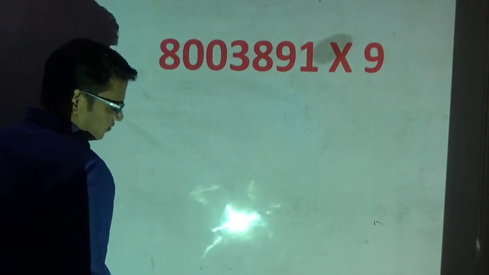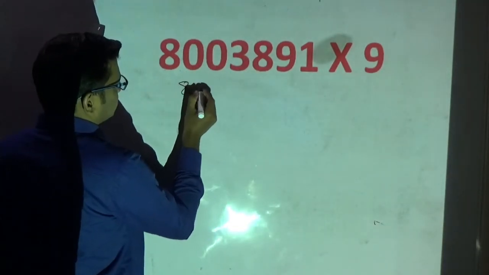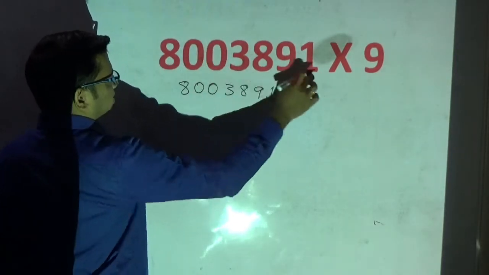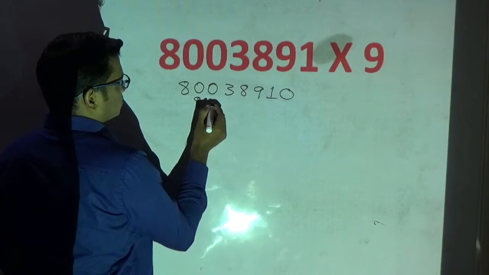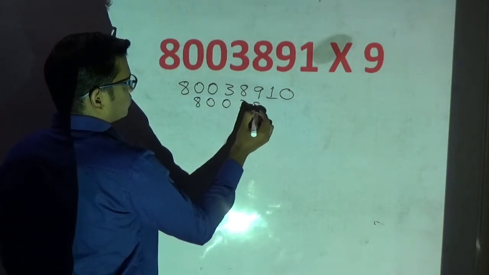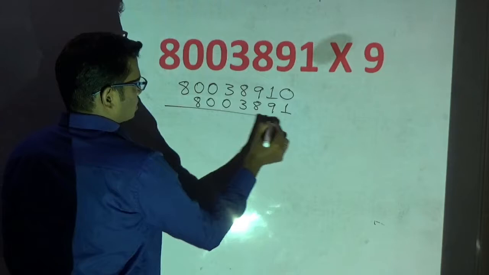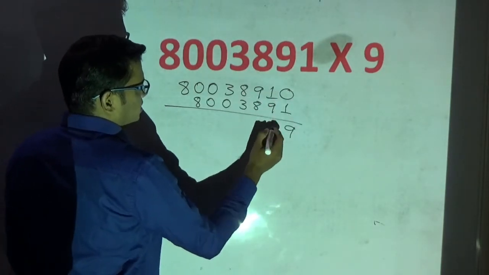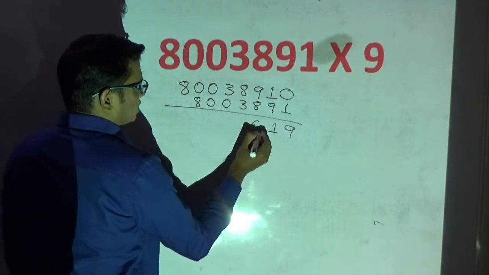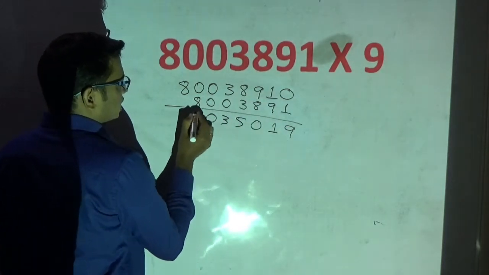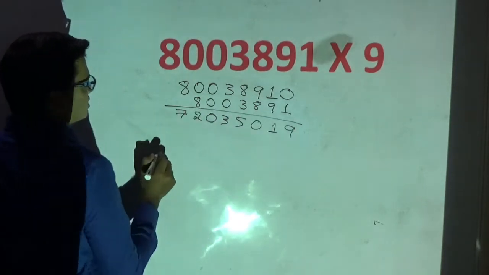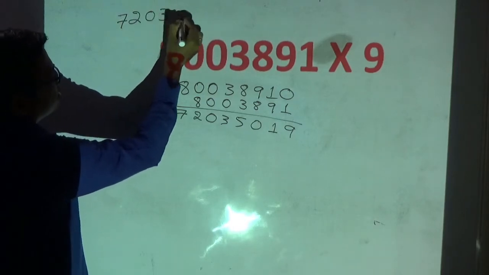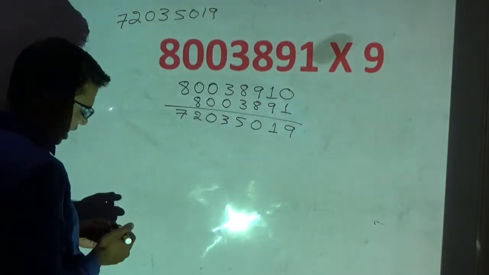I will apply my first method for this first. I have to multiply this by 10. Then I have to subtract the same number from this. Ten minus 1 is 9. Okay, here 10 minus 9 is 1. Okay, here 8 minus 8 is 0. This is 5, this is 3, this is 0, this is 2, this is 7. See, the answer for this is ready. What is your answer? The answer is 7203519. See, without multiplication, I am getting my answer.